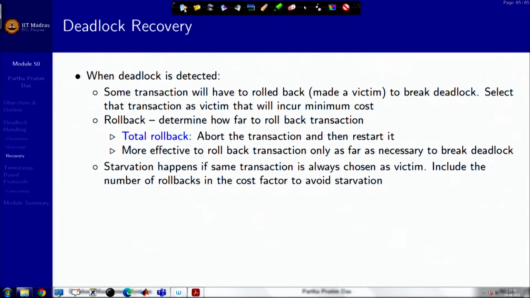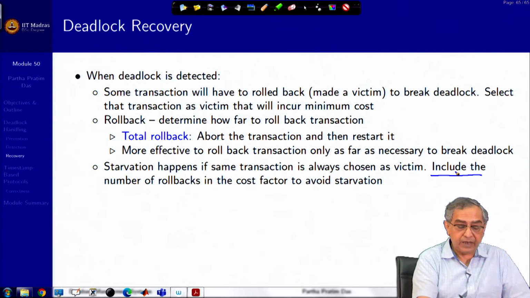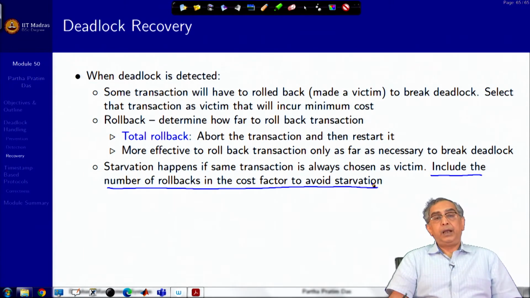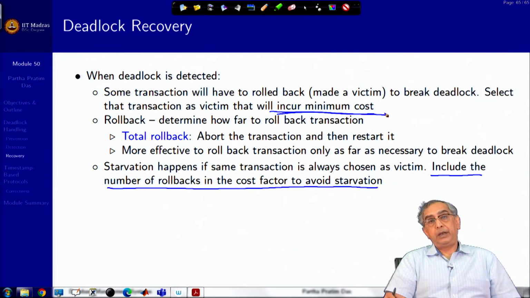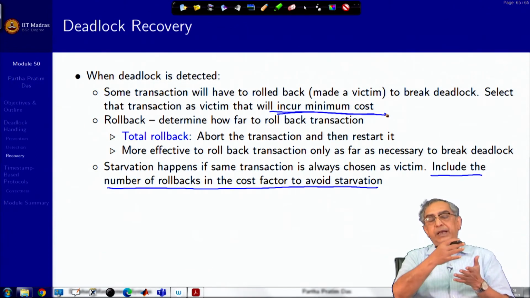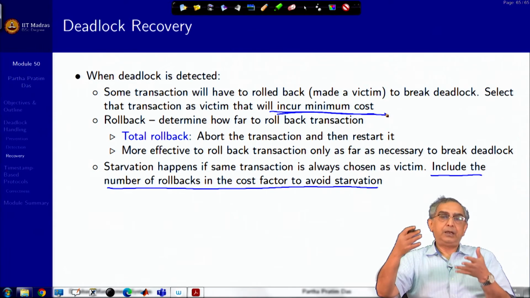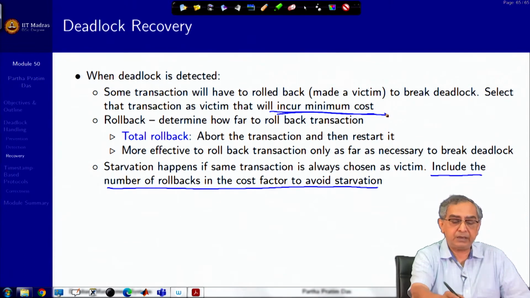The starvation would happen if some transaction is always chosen as victim, right. This is always possible. So, what is done to avoid that is you include a cost factor, in terms of doing minimum cost, which will keep track of how many rollbacks you have done, right. So, a transaction which is getting rolled back more number of times, the cost of throwing that transaction out becomes bigger. So, eventually that transaction will come in and the starvation will end, right.